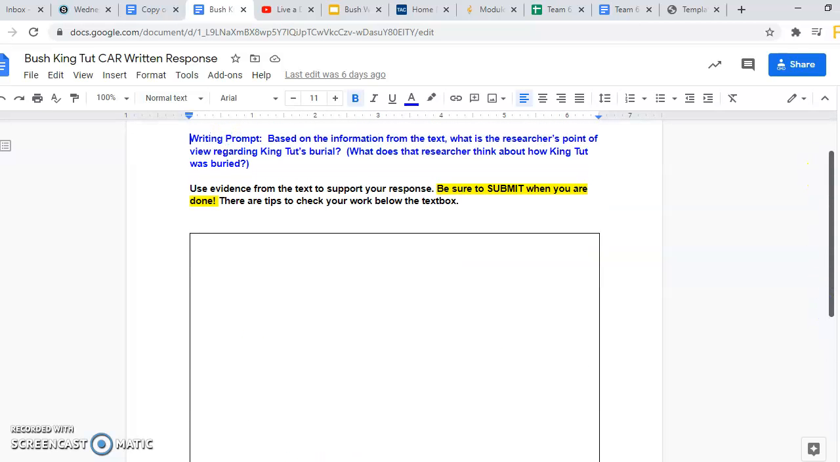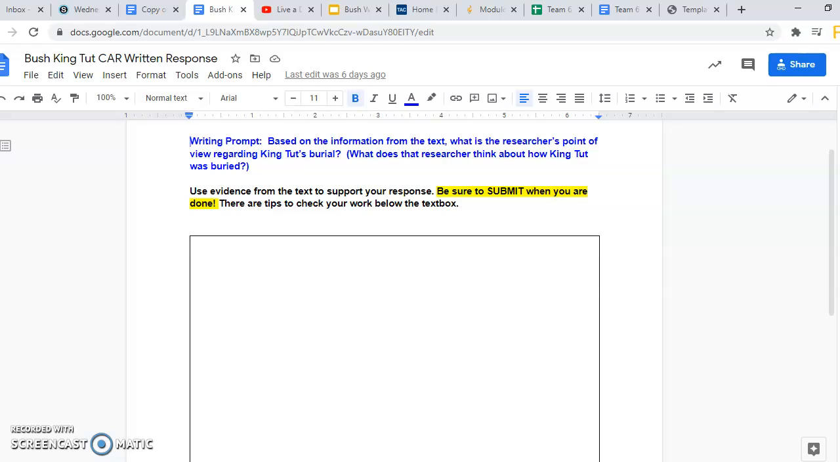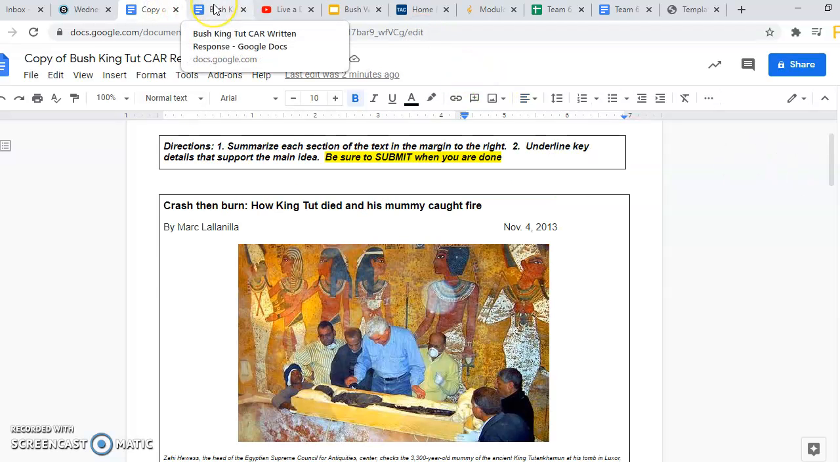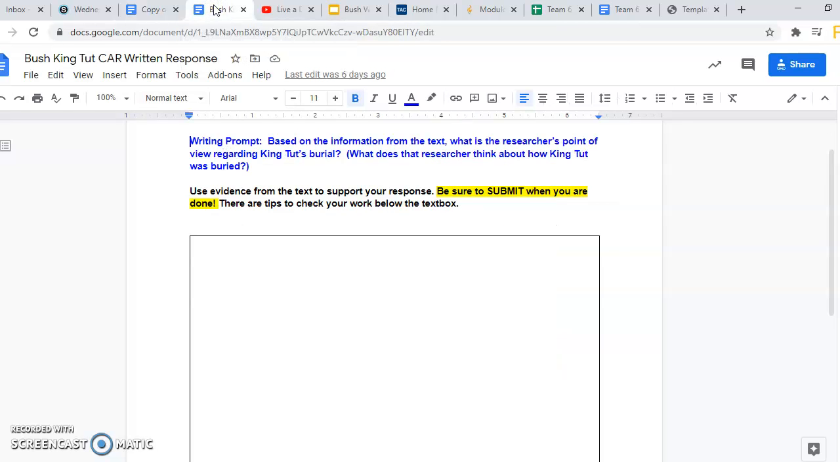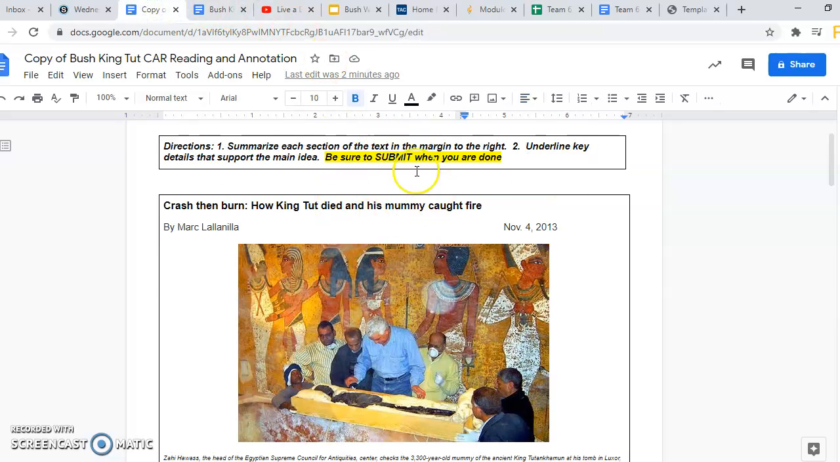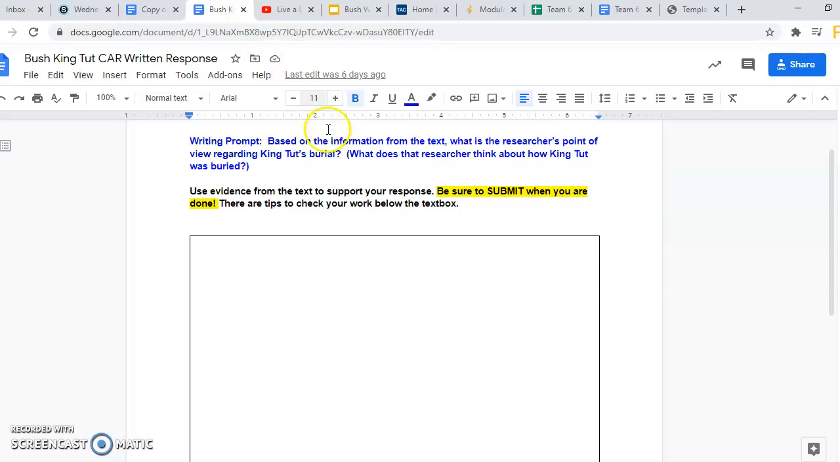But basically what this is asking for students to do on Wednesday is to consider how the researcher and the author of the article from Monday would describe King Tut's burial. Was it quickly done? Was it slowly done? Was it meticulous? Was it detailed? Was it sloppy? So students will use that as their claim to describe how King Tut was buried, and then they will use textual evidence from the text to support their answer while reasoning in their own words.